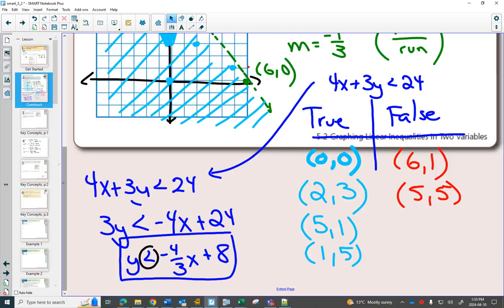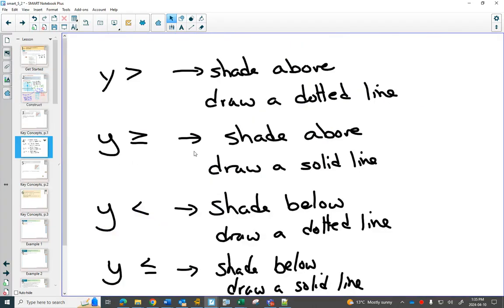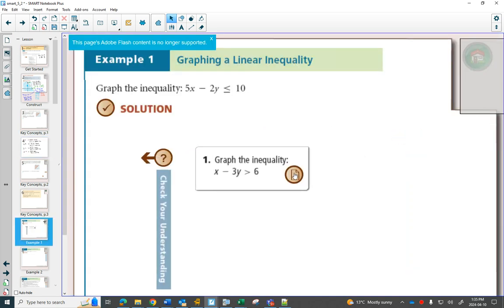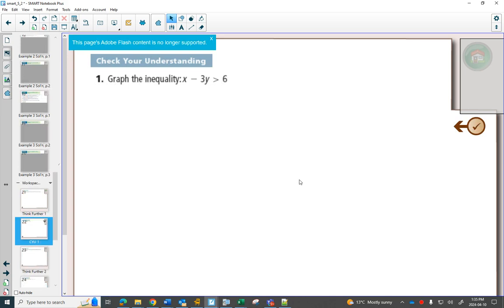We did 6 test points. We found 4 that worked. They were all in the blue area. We found 2 that didn't work. They were all in the other area. So you can either, if you get y by itself, you can use these as shortcuts, or we can use test points. So here's our first example.